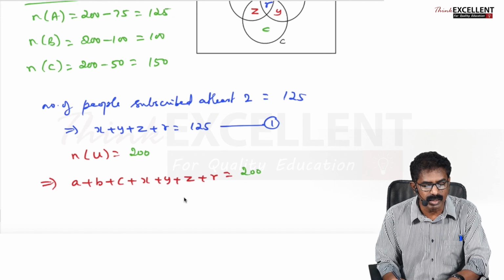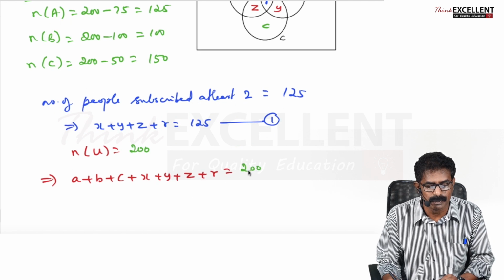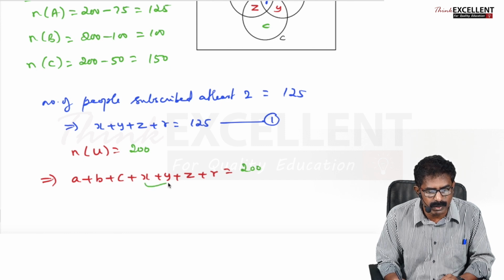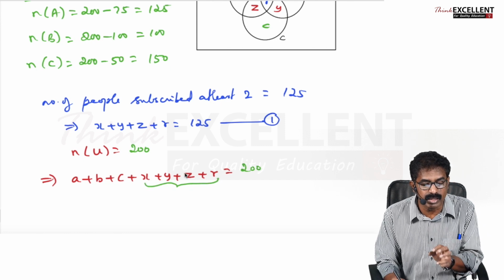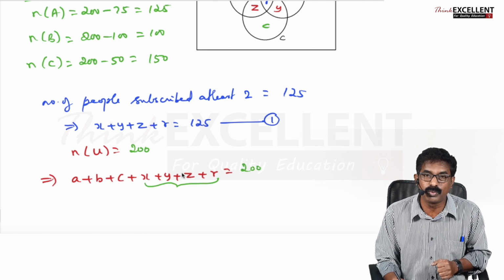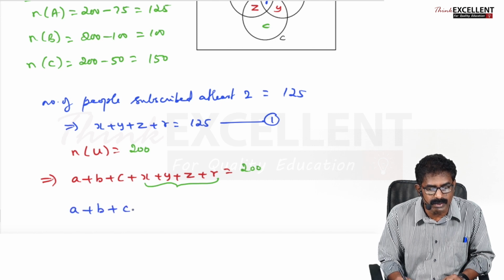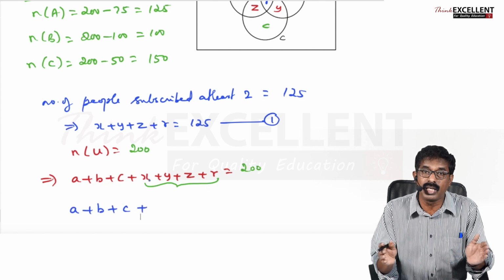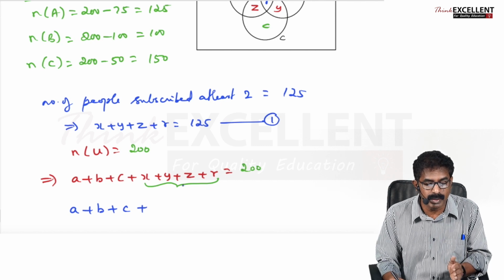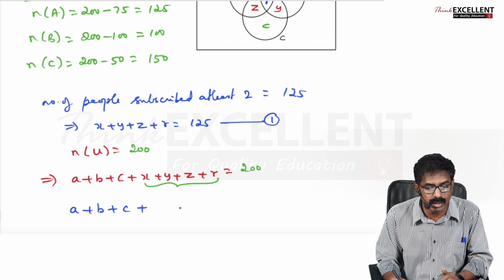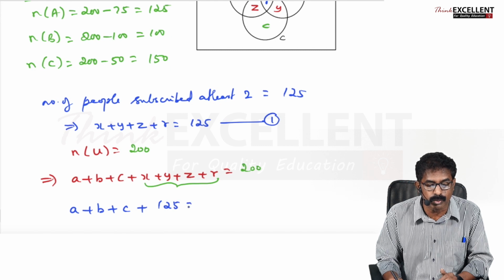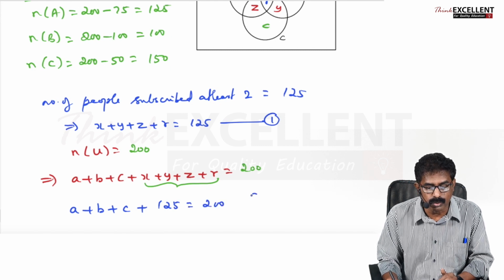Now please listen here. See equation number 1, x plus y plus z plus r. For this portion, you can substitute 125, right? So next step, I'm going to write a plus b plus c, plus for the remaining 4 letters together, x plus y plus z plus r, everything together 125. I am using equation number 1, equal to 200, using the result number 1.